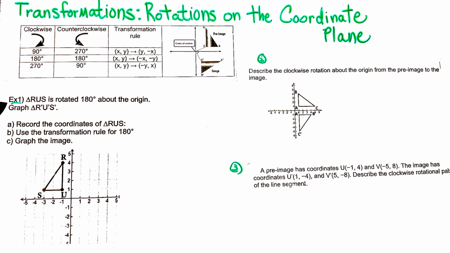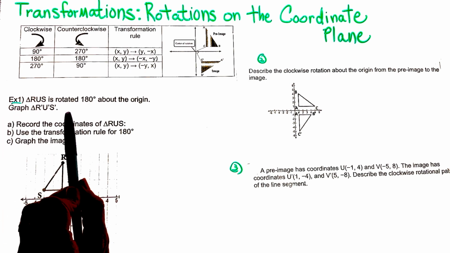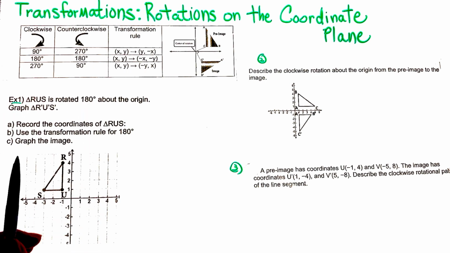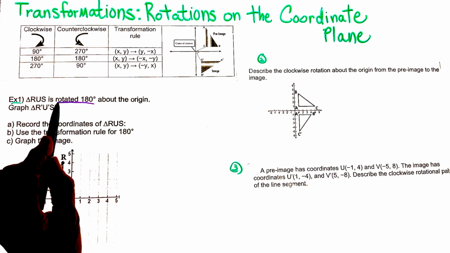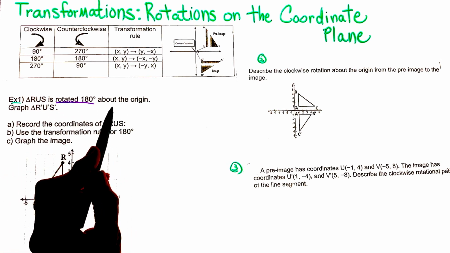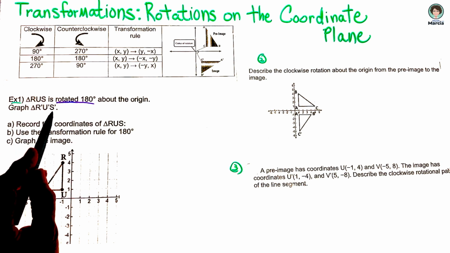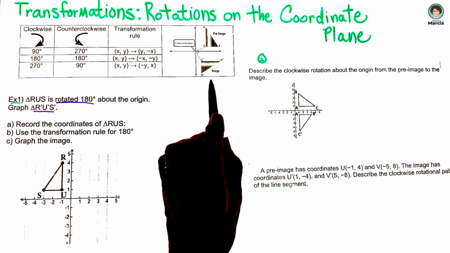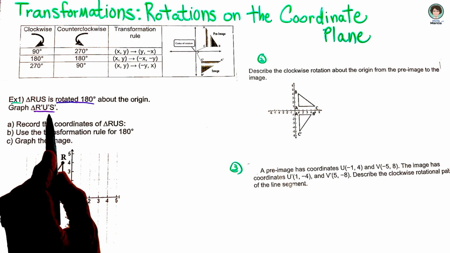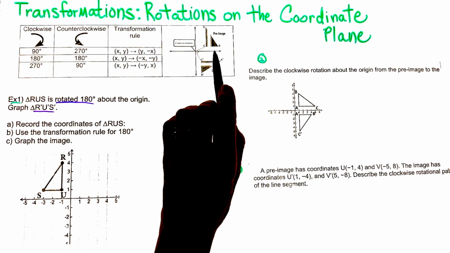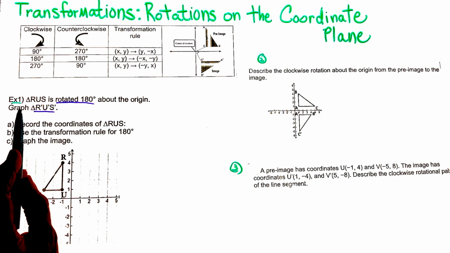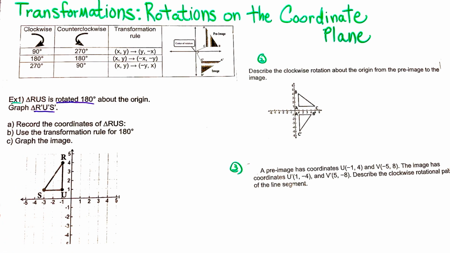So for question number 1, or example 1, triangle RUS is rotated 180 degrees about the origin, and they want us to graph it. Remember, the image is where you end up, where you have your prime marks. The pre-image, where you start, is just your RUS. So we're going to do it in 3 steps.